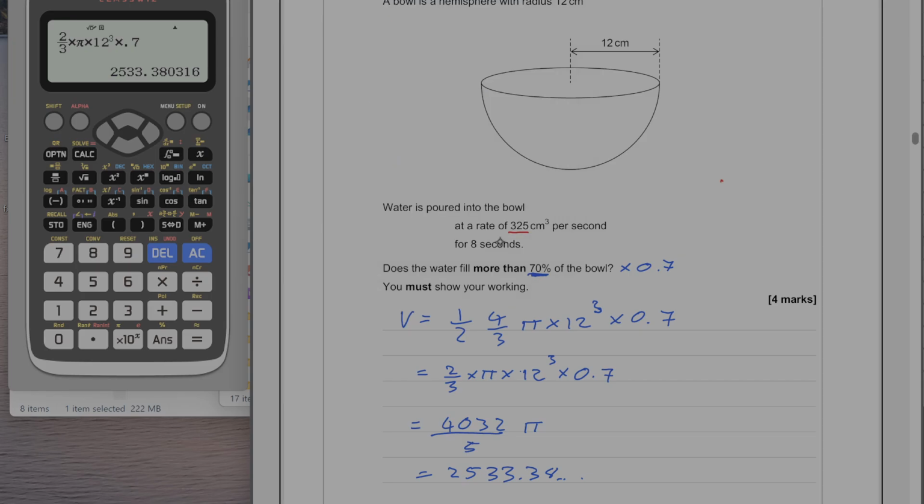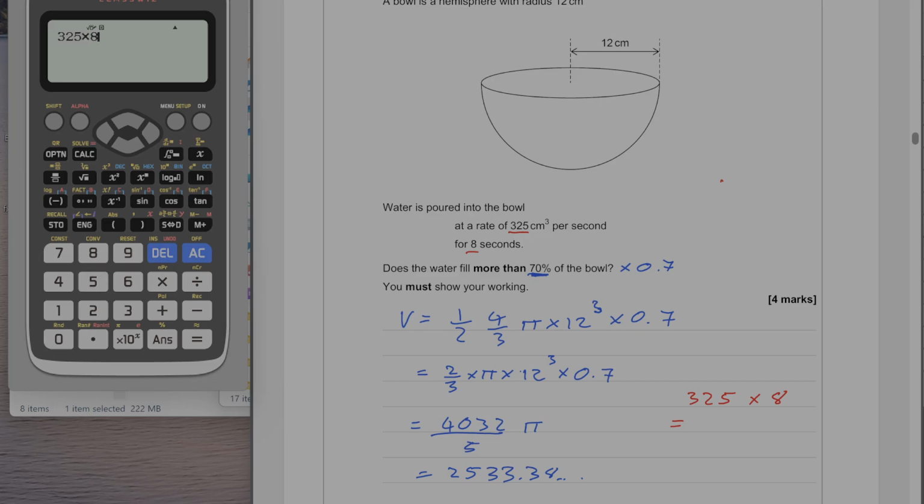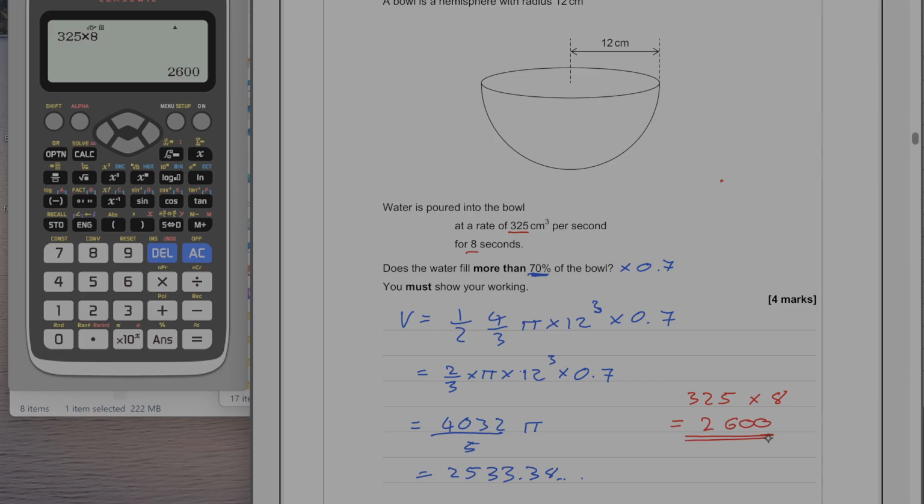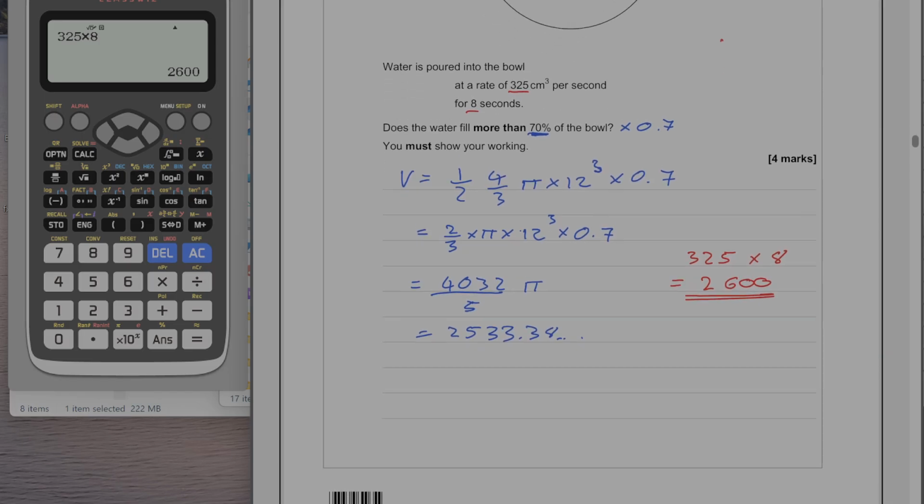The liquid is being filled at that rate for 8 seconds, so I want to do 325 times 8. 325 times 8 gives us 2,600. So that's the amount of liquid, and that's 70%. So does the water fill more than 70%? Yes. 2,533.3 centimeters cubed is less than 2,600 centimeters cubed.